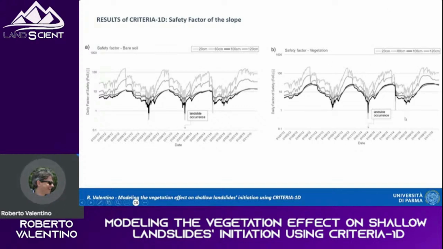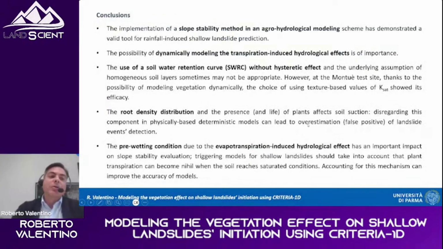Instead, on the right side of the slide, we can see that considering the effect of vegetation instead of bare soil, that false positive is avoided, and the model allows us to predict the landslide occurrence exactly on the same day of the real landslide. So we can conclude by saying that the implementation of a slope stability model in an agrohydrological modeling scheme has proven to be a valid tool for rainfall-induced shallow landslide prediction.